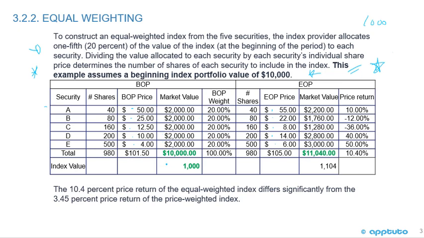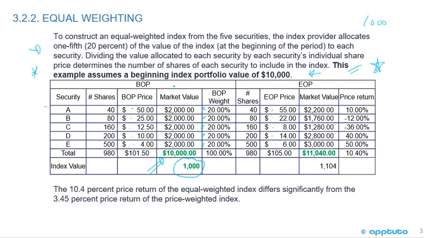So let's look through these steps. I have to have that assumption of the $10,000. And also we're going to give the index value a starting value of 1,000. We've seen that in a previous LOS, that we start an index with a beginning value. In this case, it's 1,000. So 10,000 divided by 5 is going to be $2,000 per security. And so, of course, we're starting with an equal beginning of period weight of 20% each.